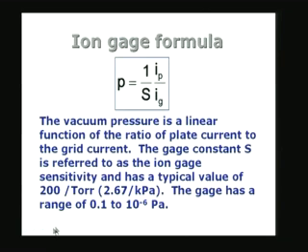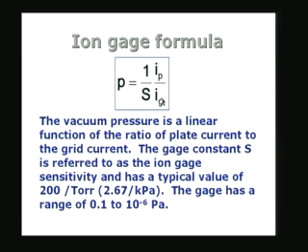Let us look at the relationship. The pressure inside the chamber, inside that glass envelope, is given by the ratio of the plate current to the grid current. You can see that as the vacuum pressure is becoming smaller and smaller, the plate current is going to become smaller and smaller, the grid current is going to become relatively larger, and therefore, this ratio is becoming smaller and smaller. So, as the pressure inside the chamber becomes smaller and smaller, that means higher and higher vacuum, the pressure is actually proportional to the ratio of the plate current to the grid current, with a sensitivity factor 1 over S, and S is called the sensitivity factor.